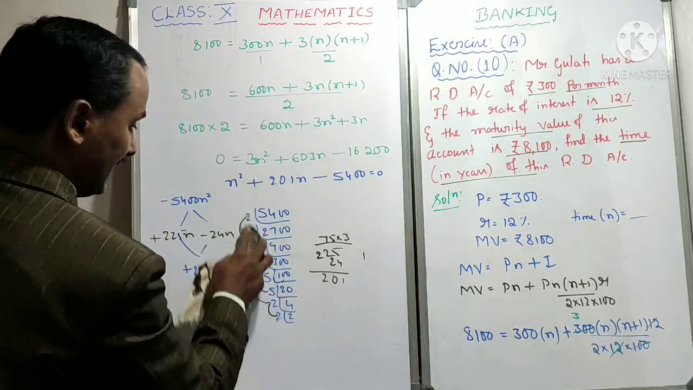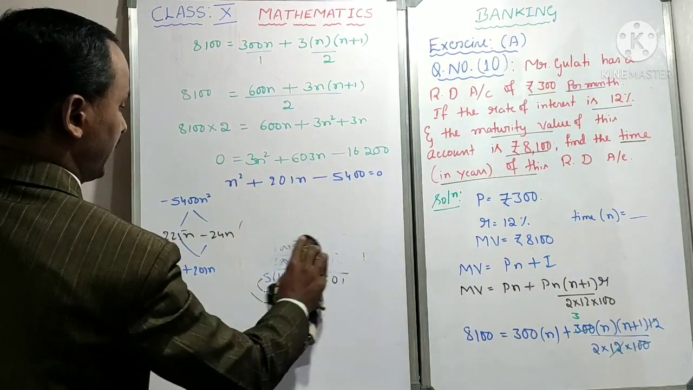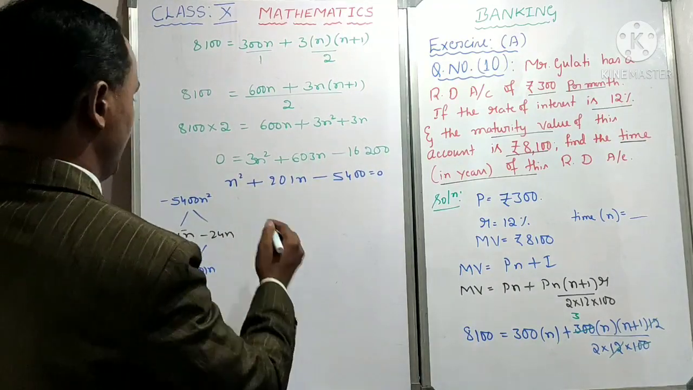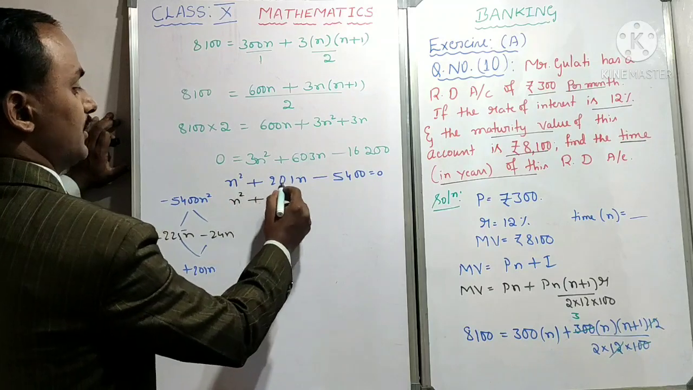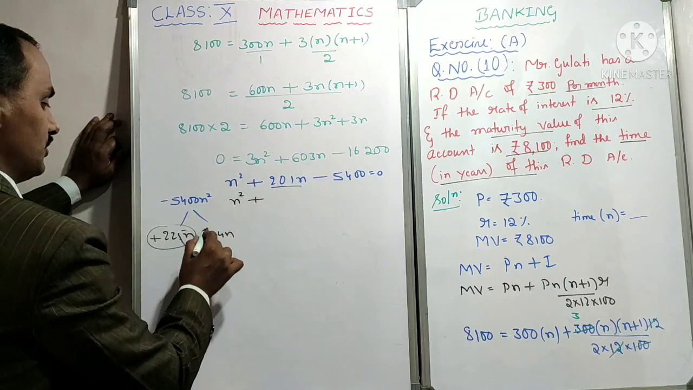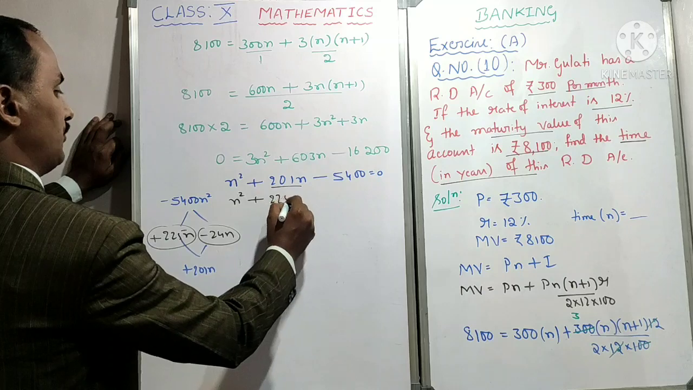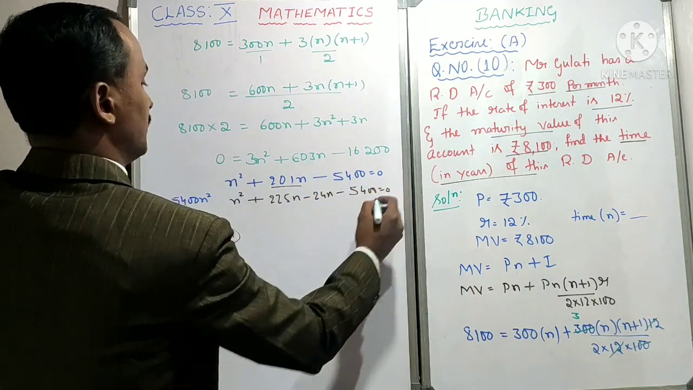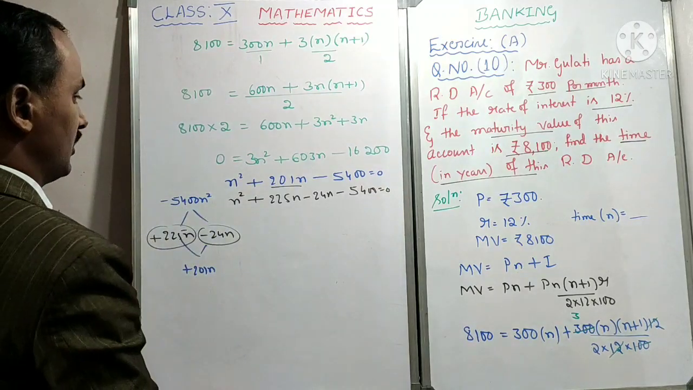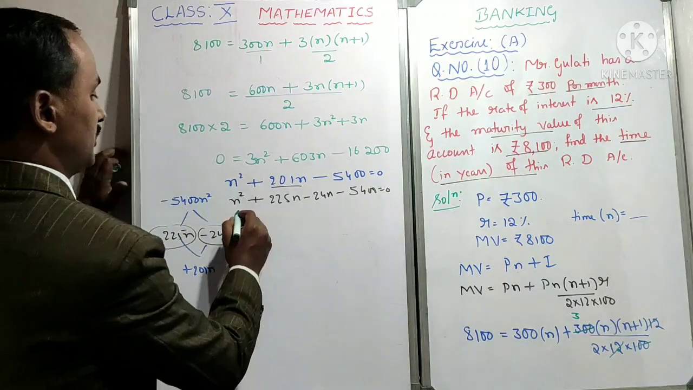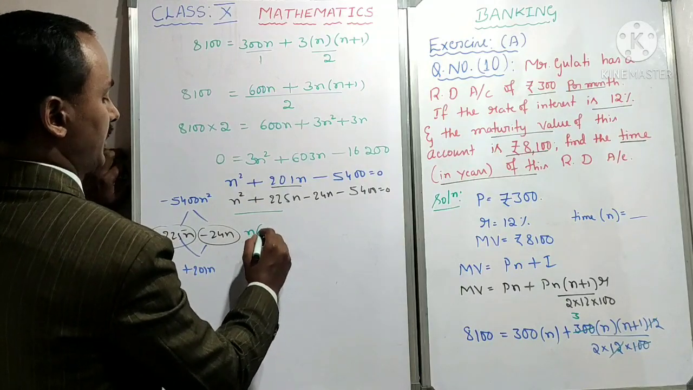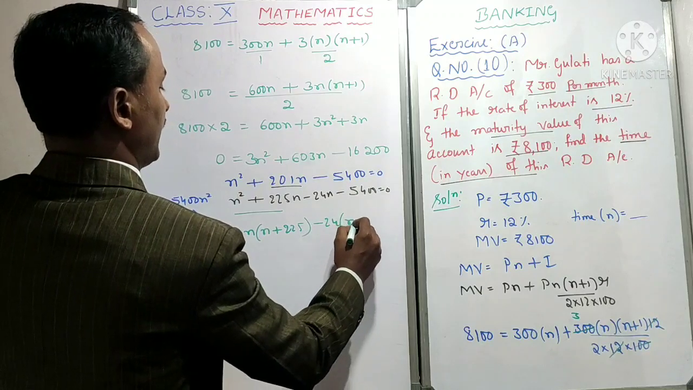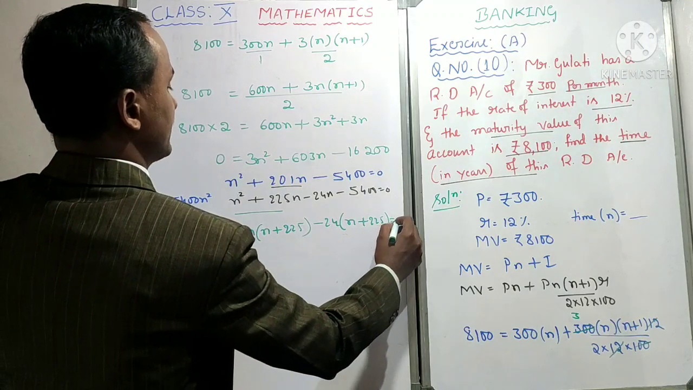Now I will continue. You should factorize, you should learn. Instead of 201 n, I will write these two terms: n square as it is, plus 225 n minus 24 n minus 5400 is equal to 0. Now what next step? Grouping. Two terms grouping. In this two, n is common factor: n plus 225. In this two, minus 24 common factor: n plus 225 is equal to 0.